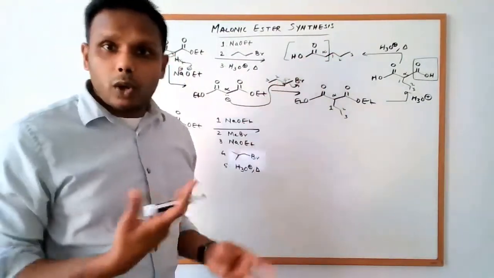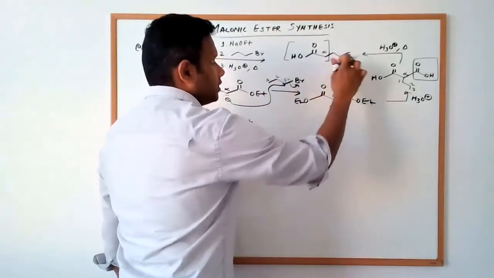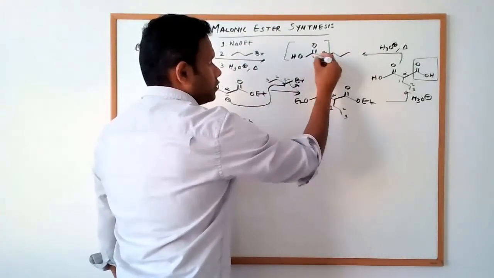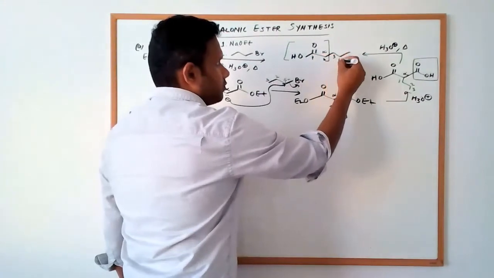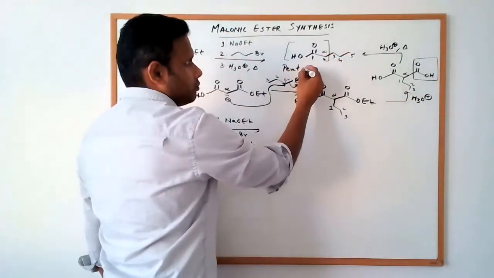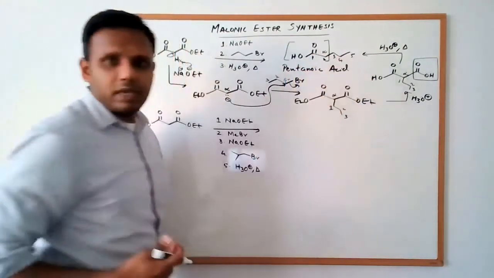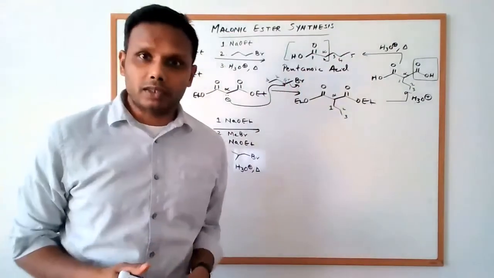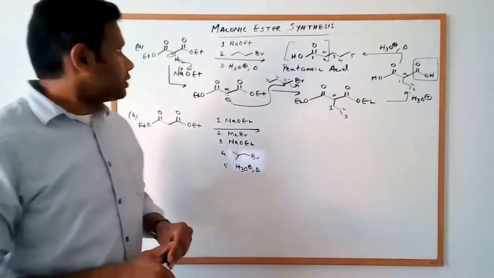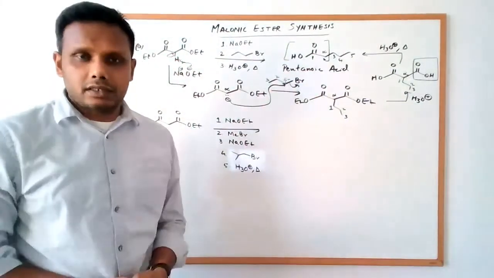Now, we won't call this the alkyl acetic acid. This overall has 1, 2, 3, 4, 5 carbons. So what we've made here is pentanoic acid. So we've made a 5 carbon carboxylic acid. So we converted the diethyl malonate into the pentanoic acid here.